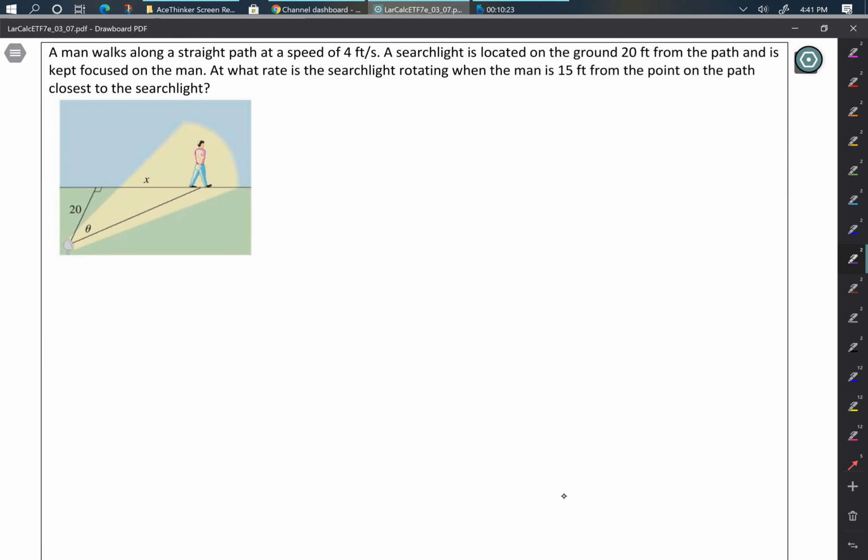Last example. A man walks along a straight path at a speed of 4 feet per second. A searchlight is located on the ground 20 feet from the path and is kept focused on the man. At what rate is the searchlight rotating when the man is 15 feet from the point on the path closest to the searchlight? And this is the drawing from the book. It attempts to capture it, but the perspective is a little bit off because it's trying to show three-dimensionality. Okay, so if you were to draw this one, just top-down view, this is the light right here.